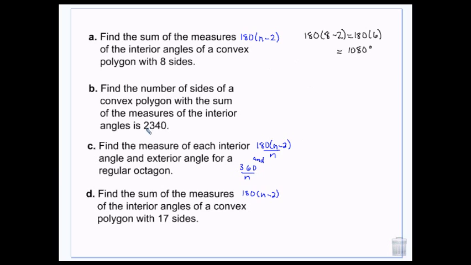Okay, to find how many sides a 2340 will have, do you prefer if I do the algebra way or the not algebra way? Algebra? Okay. So 180 times n minus 2 is equal to 2340. Divide by 180. And I'm going to get that n minus 2 is equal to 13. So add 2 to both sides, and we have 15 sides.